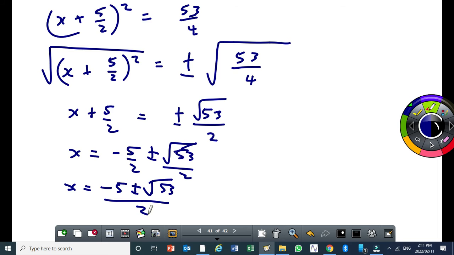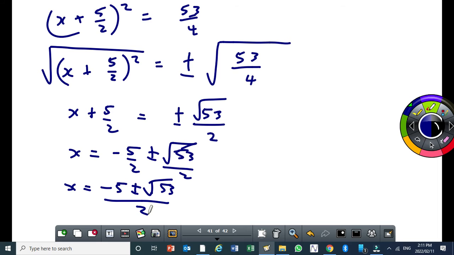Yes, Habib. Okay, sometimes the question might specify leave your answers to 2 decimal places. Then you can convert the answers to 2 decimal places. But in this case, you can also get a question saying leave your answers in simplest surd form. So you can leave it like that. So I want you to leave it in surd form.